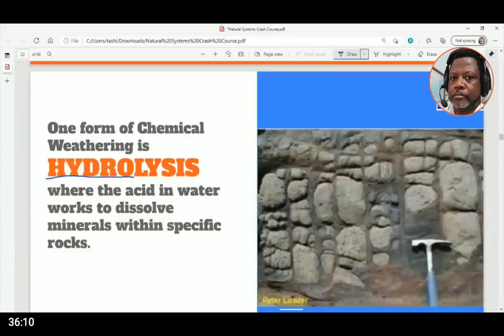So we have the acid in water that is working to dissolve minerals within specific rocks. So it's not like it's every rock this is going to happen to. If we have acid rain, for example, that's falling outside, it doesn't mean that every single rock that is outside is just going to start eroding, or is just going to go through that particular process of chemical weathering. It doesn't mean that. So it acts on the minerals within specific rocks.